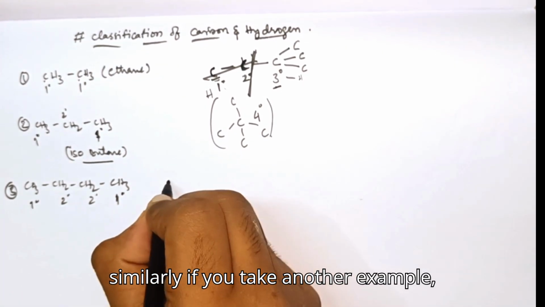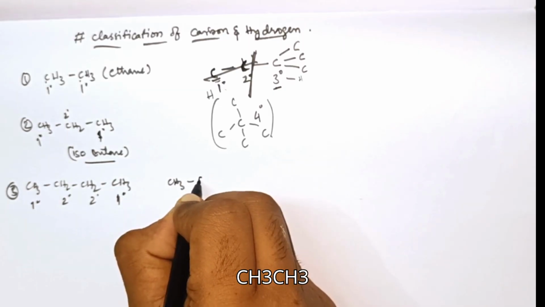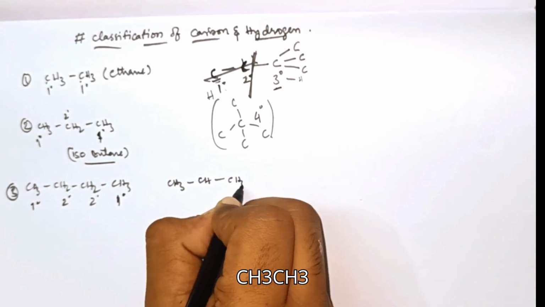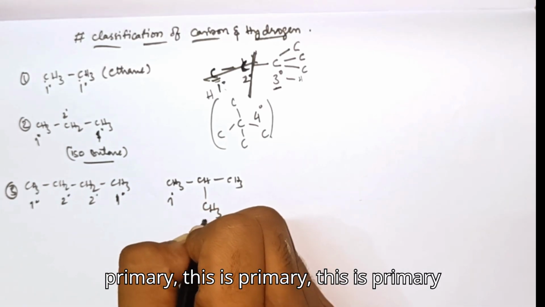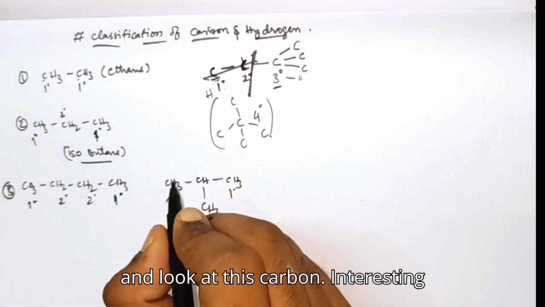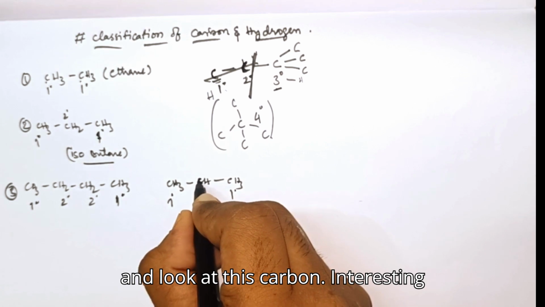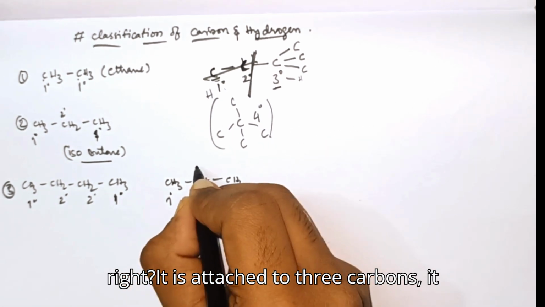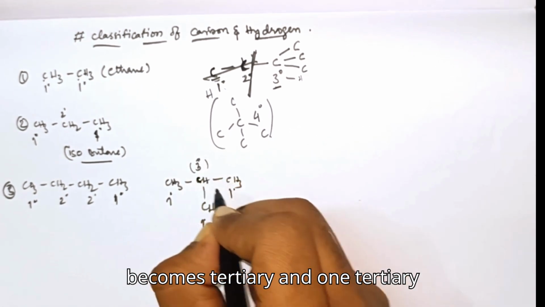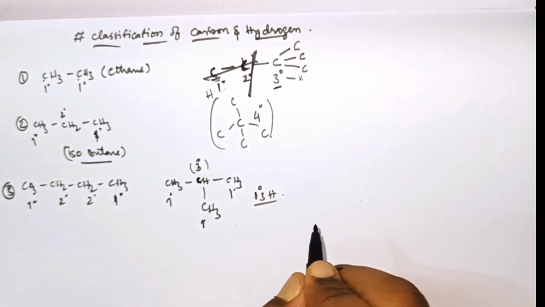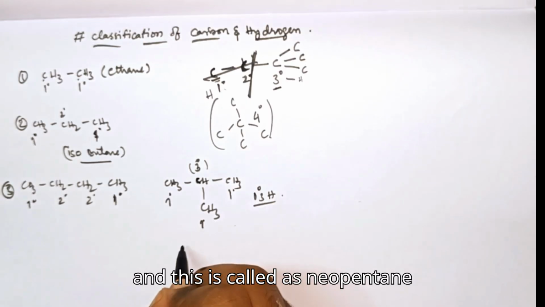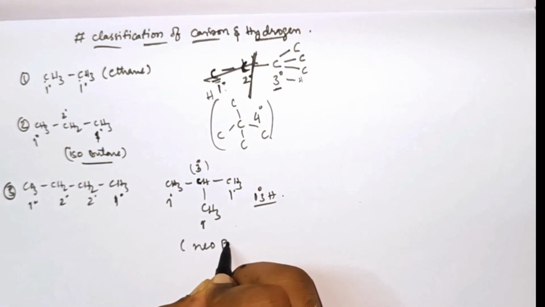And similarly, if you take another example, CH3, CH, CH3, and CH3, over here you can observe this is primary, this is primary, this is primary. And look at this carbon, interesting, right? It is attached to three carbons, it becomes tertiary, and one tertiary hydrogen is there over here. And this is called neopentane.